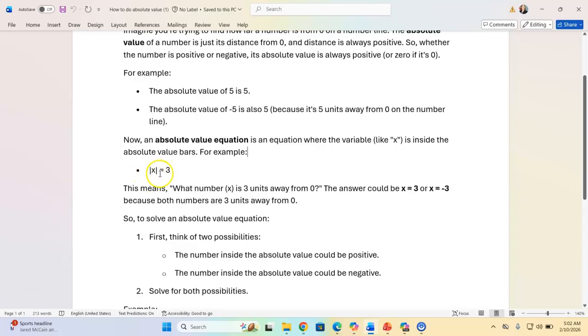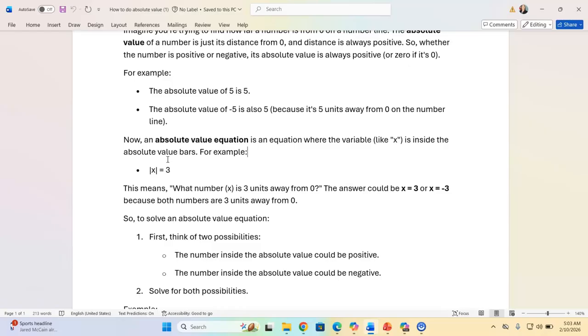So what this means is that the number x, whatever the absolute value of x is, is 3 units away from 0. So what number is 3 units away from 0? So x could equal 3 or negative 3.